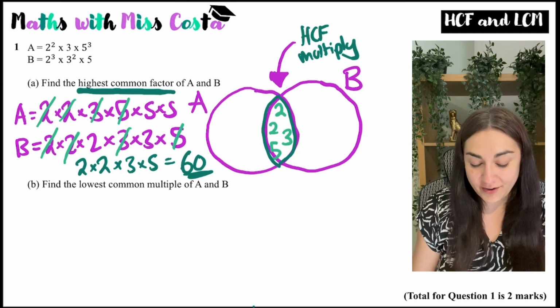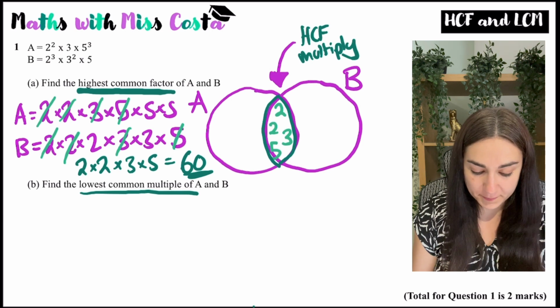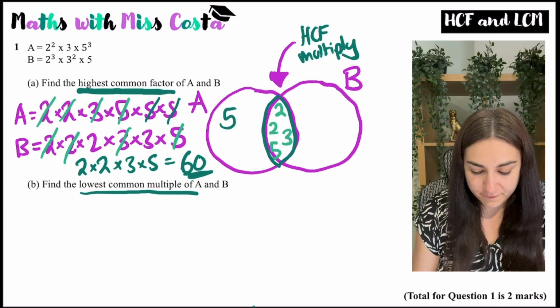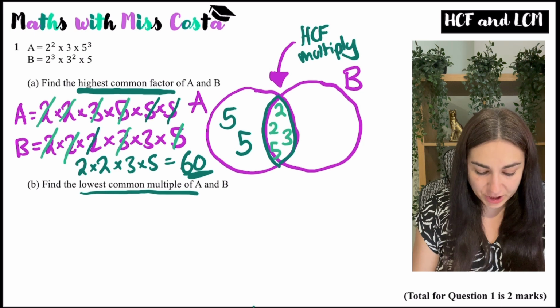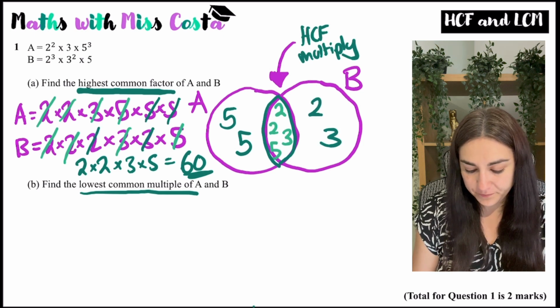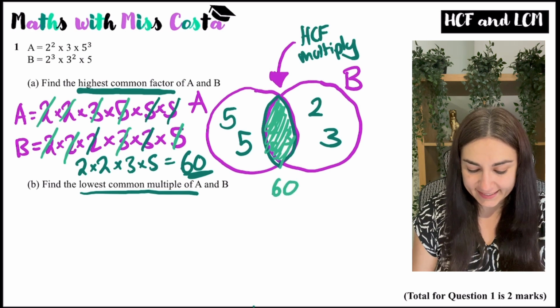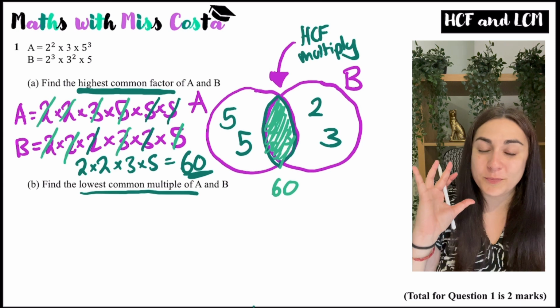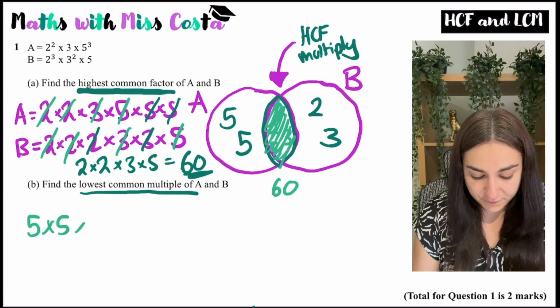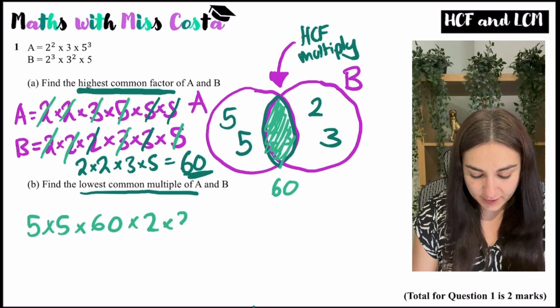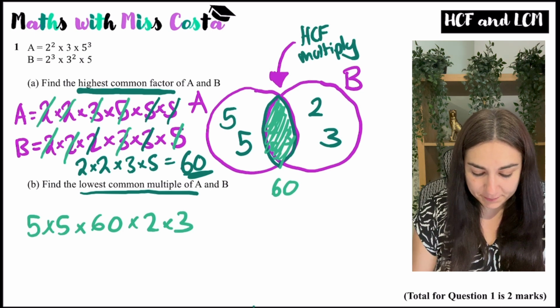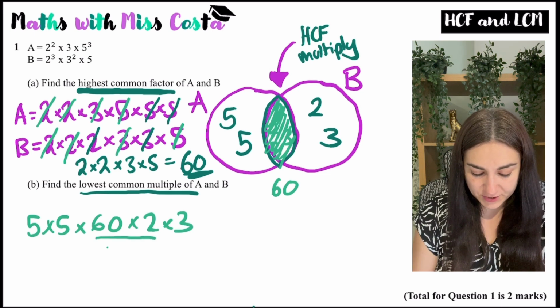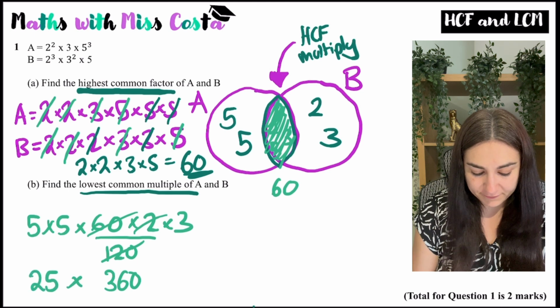Now I can finish off my Venn diagram to find the lowest common multiple. So the numbers I haven't used are 5 and 5 for A, and then I haven't used 2 or 3 for B. So I now know that all of the numbers in this intersection multiply to make 60, and to find the lowest common multiple, I multiply all of the common factors. So I'm going to do 5 times 5 times 60 times 2 times 3. Let's simplify that as much as we can. That would get me to 120, and then 120 times 3 is 360, and 5 times 5 is 25.